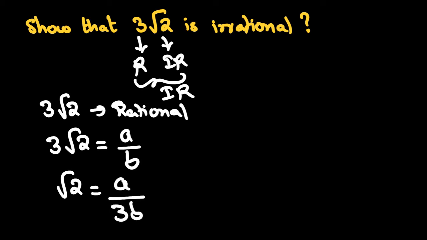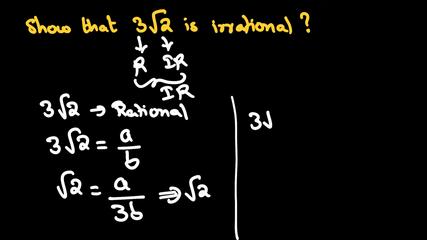Now, a is an integer, 3 is an integer, b is an integer. Therefore, a over 3b is going to be rational, which implies that root 2 must also be rational. But it contradicts our fact that root 2 is irrational. We know that root 2 is irrational, not rational. Therefore, 3 root 2 is an irrational number.